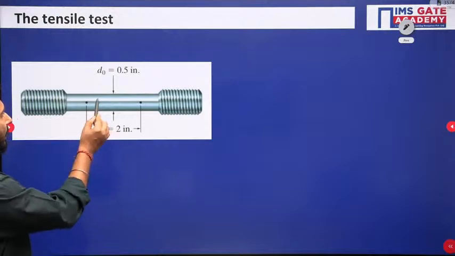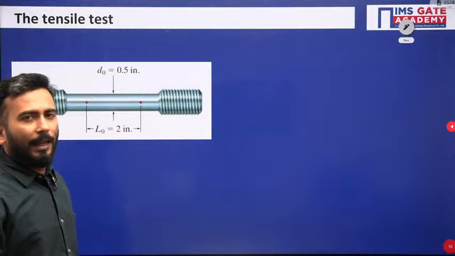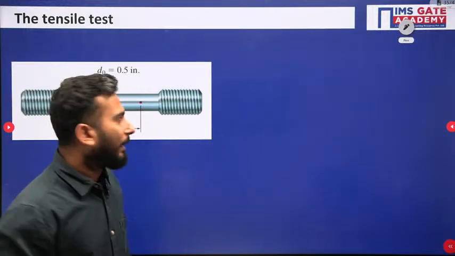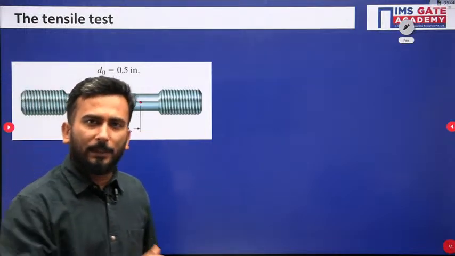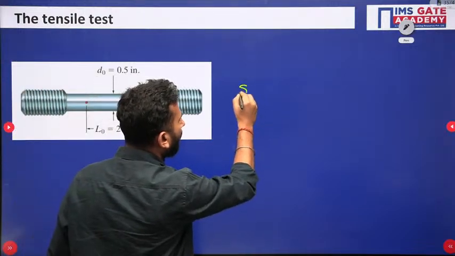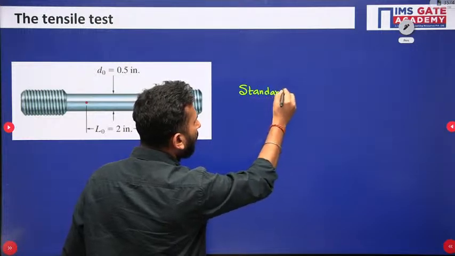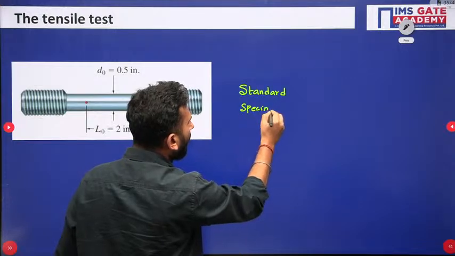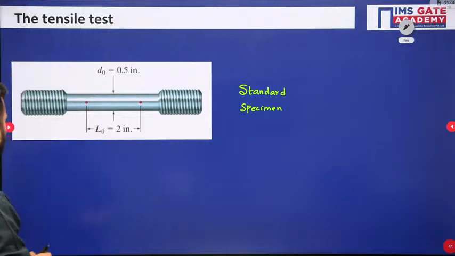Now what is done? You can clearly see that 2 points have been marked on the specimen, and the distance between those 2 points is called the gauge length. A diameter of 0.5 inch is taken. There is a standard specimen, and this is the dimension of a standard specimen. On this only we will be conducting the tensile test. Okay.